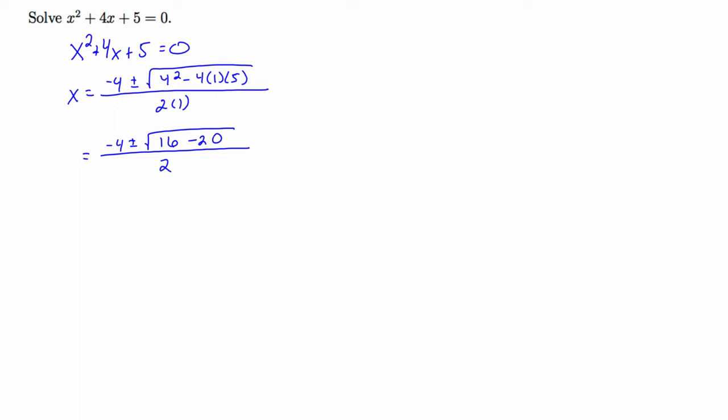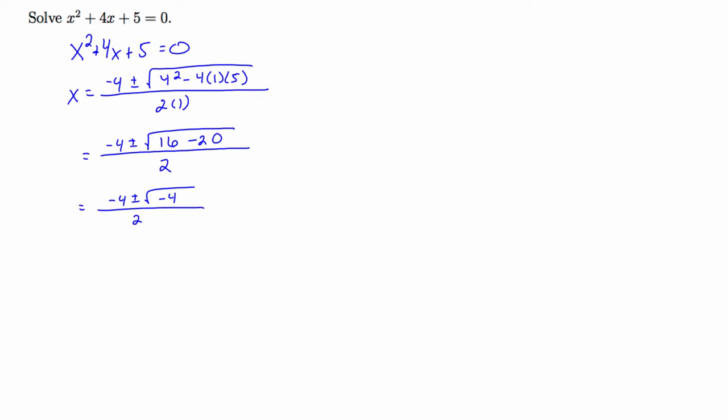The next step in simplifying will be to subtract 16 minus 20. 16 minus 20 will be negative 4. So we'll be left with negative 4 plus or minus the square root of negative 4 over 2. To simplify this further, we need to simplify the radical.